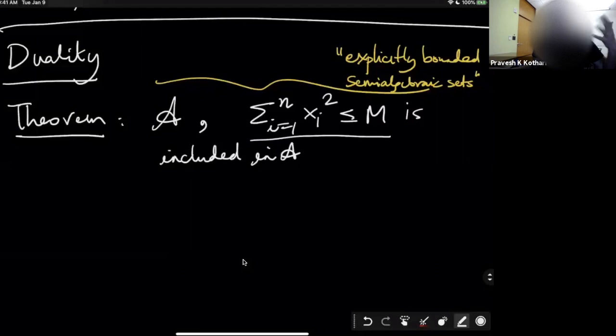The difference is that, in real life, whenever A holds, it somehow implies that some x_i squared is at most m. But we don't want to reason about the degree of the SOS proofs for such an implication. So we just ask that this inequality should be explicitly included in A. Okay, so we're going to work with explicitly bounded semi-algebraic sets.